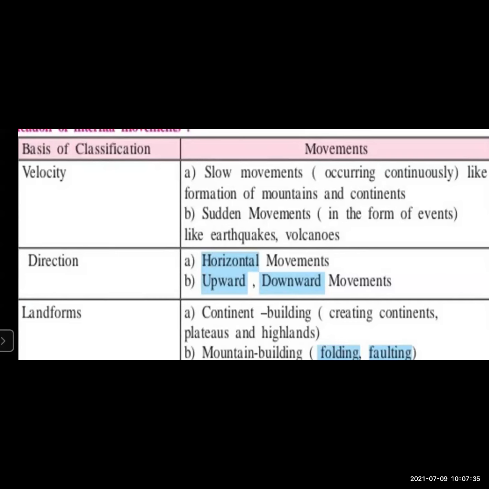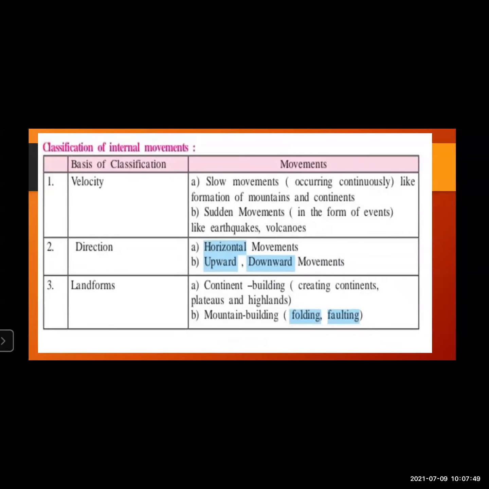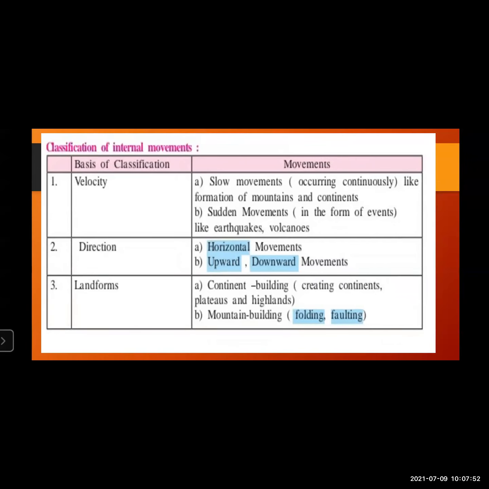Because of this movement, continents, plateaus and mountains are created. There are also two types of mountains, folding and faulting mountains, which we are going to see in our next slide. Now, students, try to understand this movement occurring in two ways: slow movement and sudden movement.